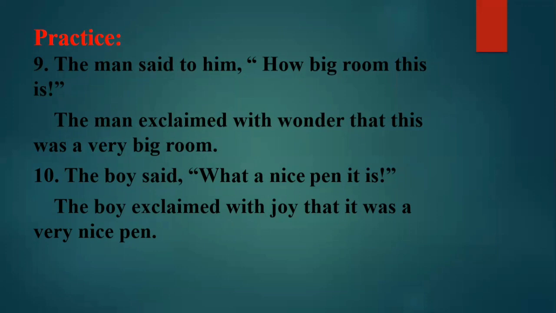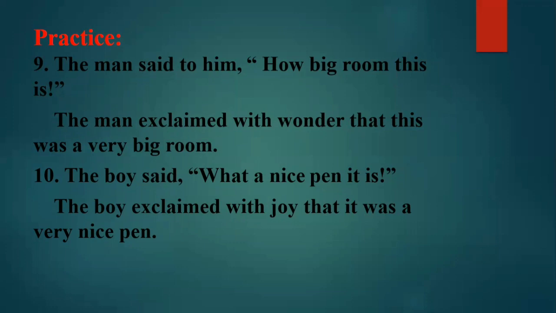So actually, dear learners, if you get the message of sorrow, in that case you have to use the man exclaimed with sorrow, and then if you get the message of joy, then you have to use the boy here. Look at the last one. The boy exclaimed with joy that it was a very nice pen. So it is certainly giving the message of joy. So if you get the message of joy, you have to use exclaimed with joy, or if you get the message of sorrow, you have to use exclaimed with sorrow. Okay, dear learners, I think you have understood.